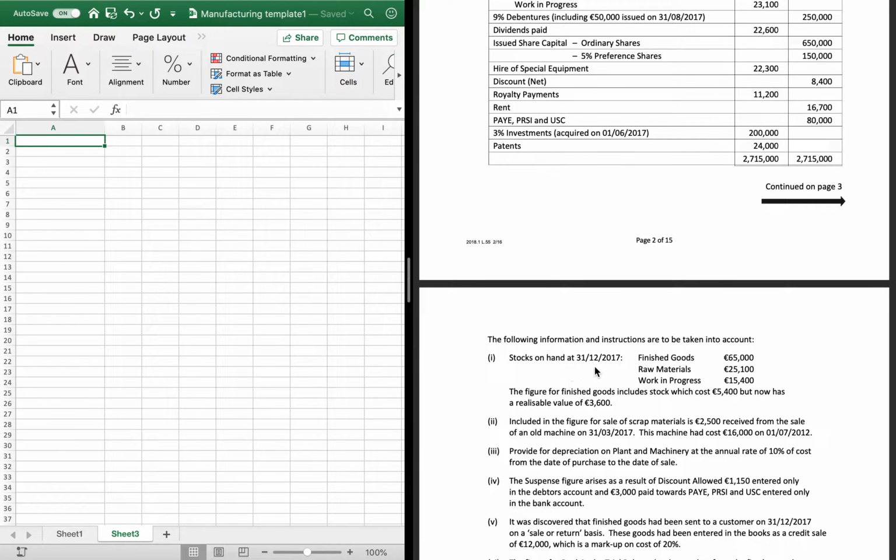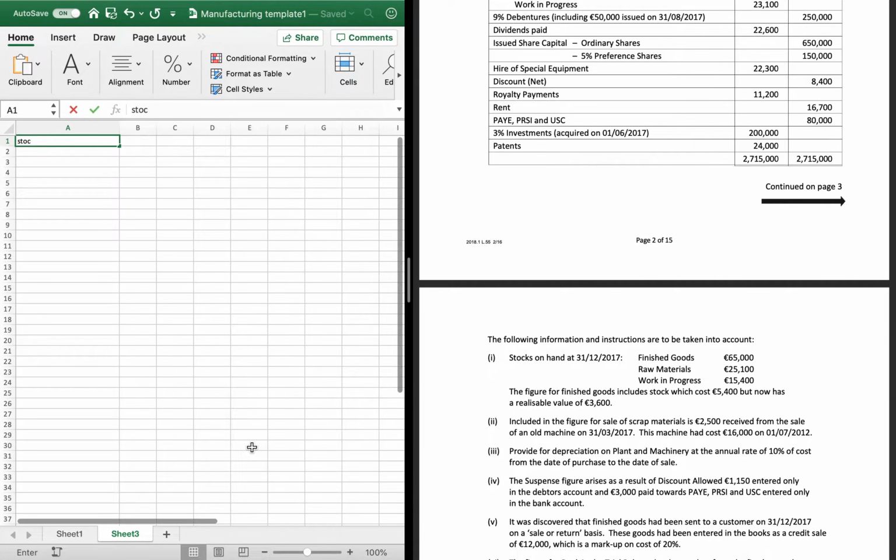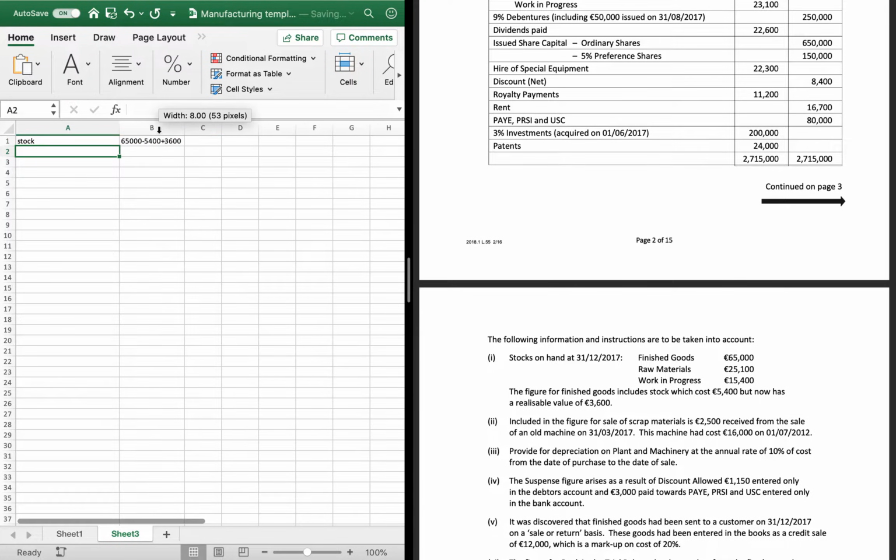So first one is your closing stock. You're given your 3 closing stocks, and then you're told the figure for finished goods includes stock which cost 5.4, and now is a net realizable value of 3.6. So we take that 65,000, get rid of the 5.4, and add on the 3.6, because you value stock at the lower of cost or net realizable value. So that's a standard enough working.